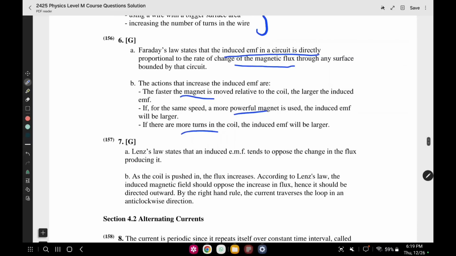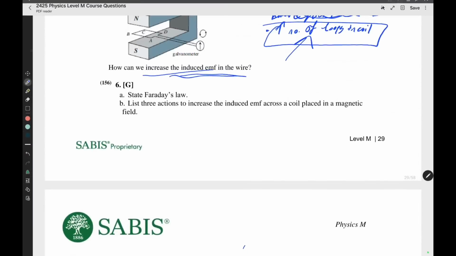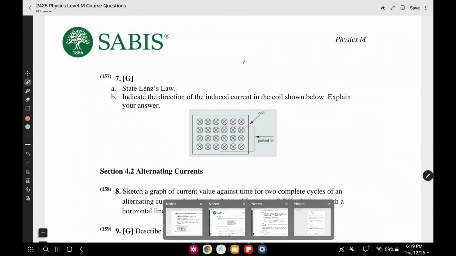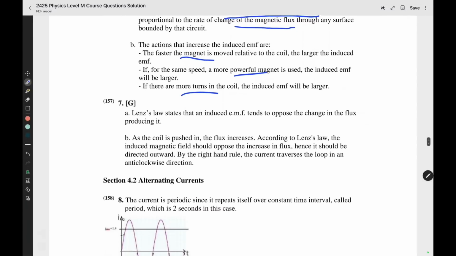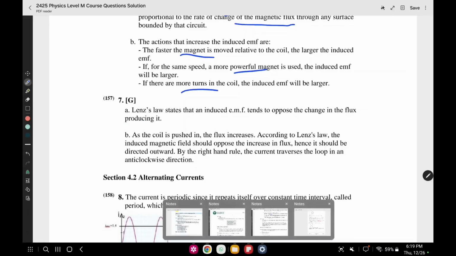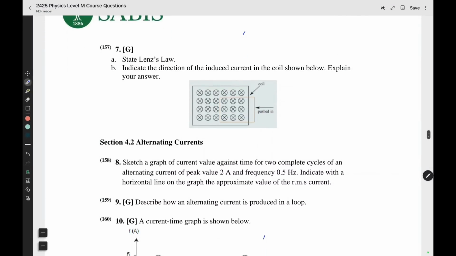Okay, Lenz's law. I think they asked it. What is Lenz's law? Of course, stated. Lenz's law states that the direction of the induced EMF is opposing the change of the flux, right? Then here they said indicate the direction of the induced current shown below. Explain your answer. So the coil is being pushed in, and obviously this X means the magnetic flux is going inwards, right?